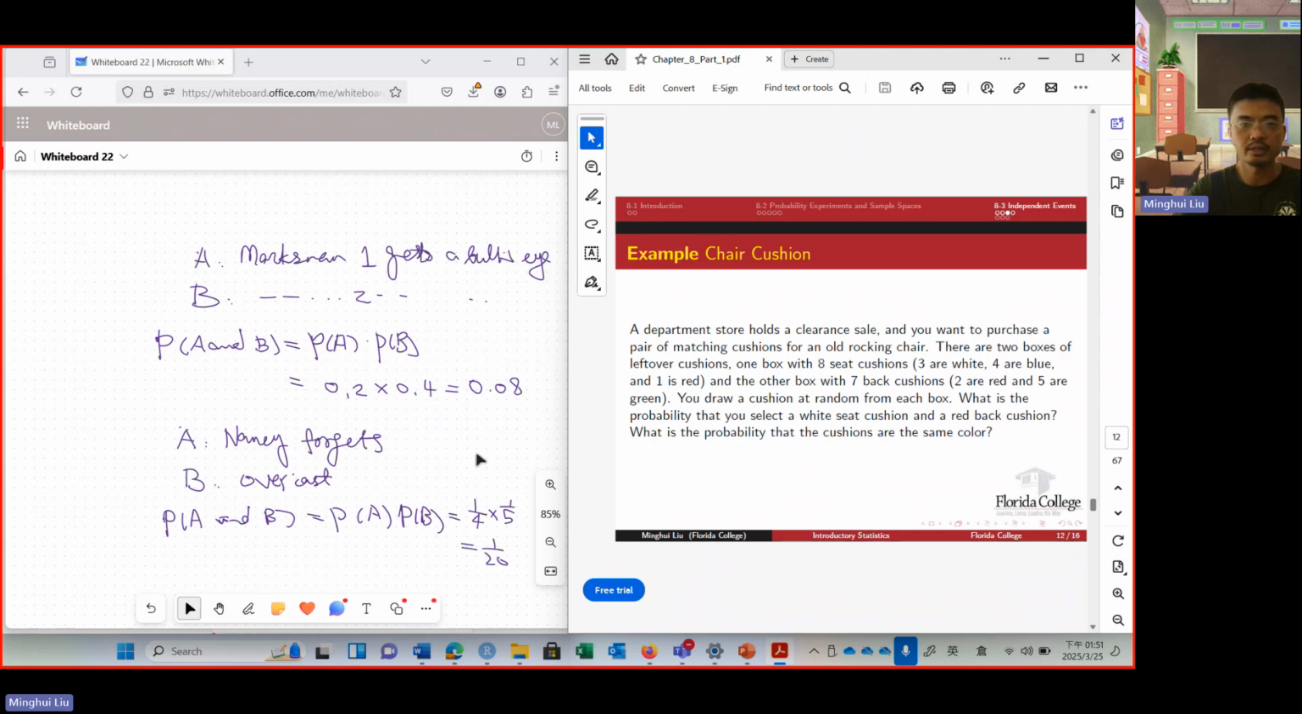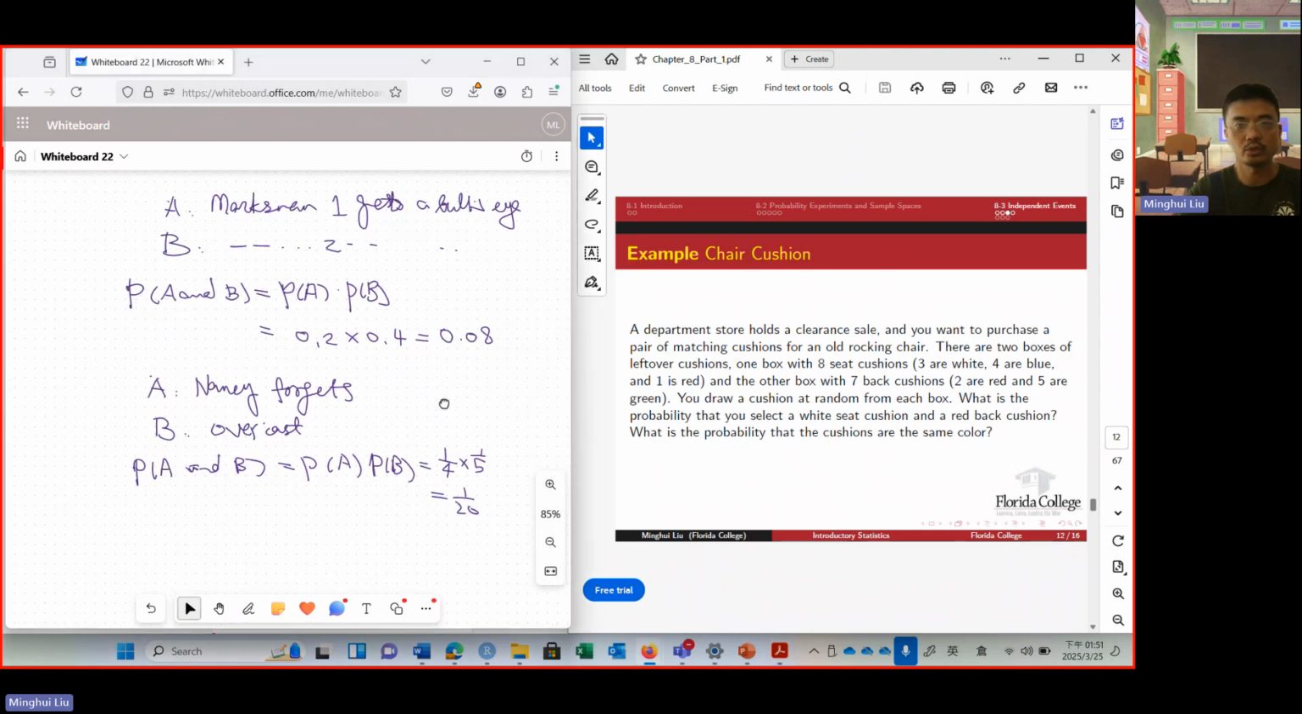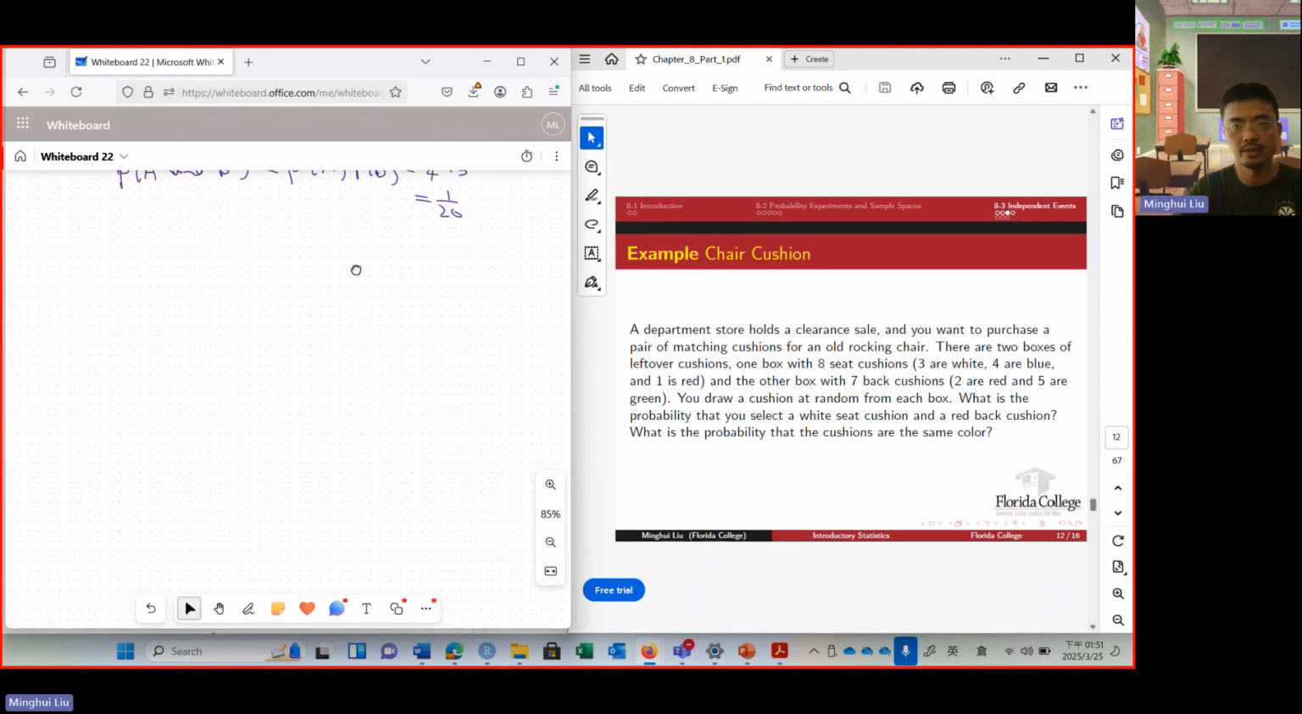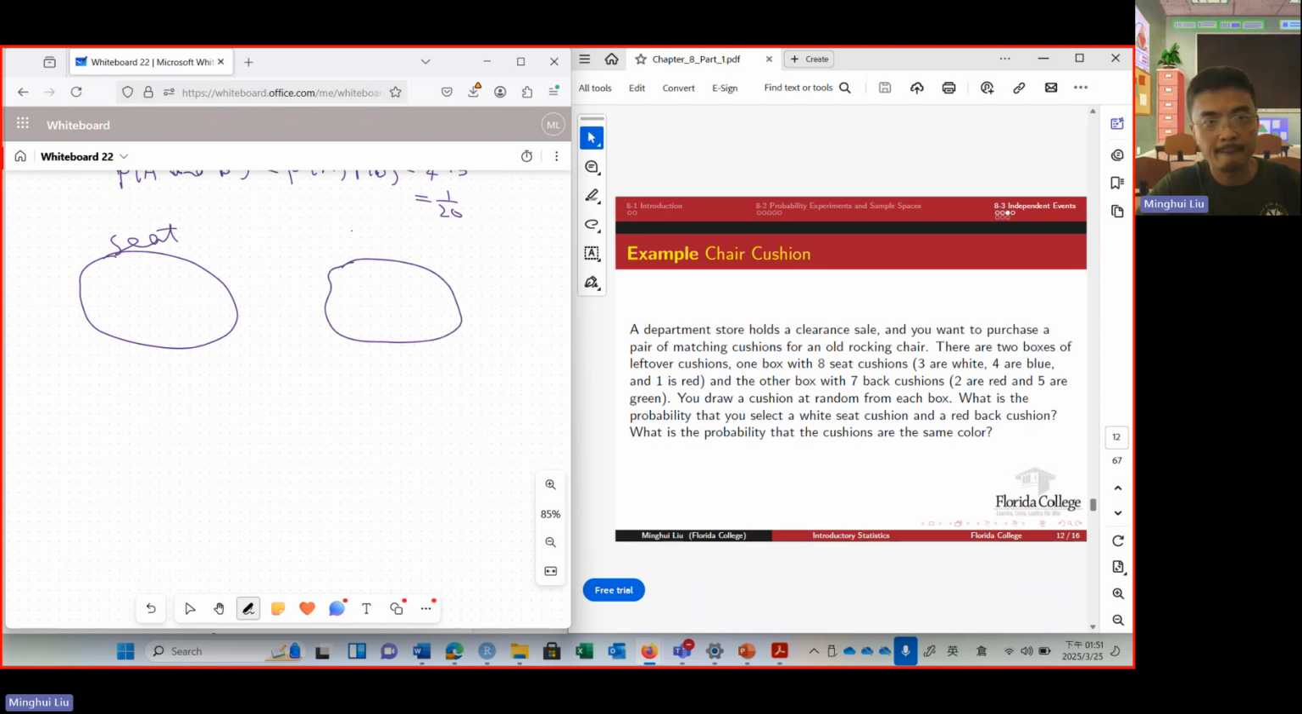Let's look at another slightly more complicated example, a chair cushion. Suppose a department store holds a clearance sale, and you want to purchase a pair of matching cushions for an old rocking chair. There are 2 boxes of leftover cushions. One box is the seat cushions, and the other box is the back cushions.